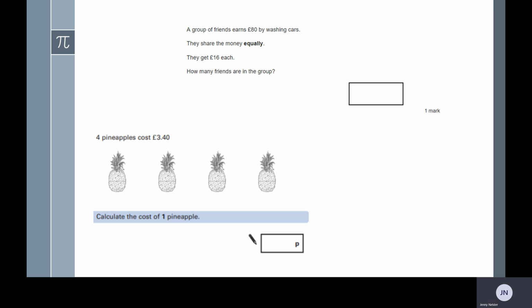Here we've got a couple of examples of worded problems that your child will come across within Year 4.